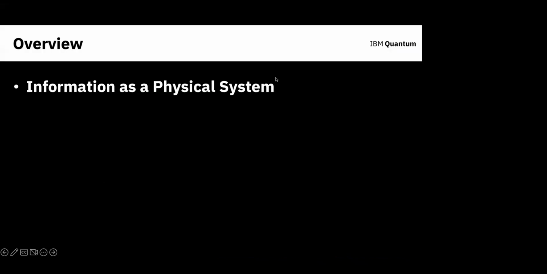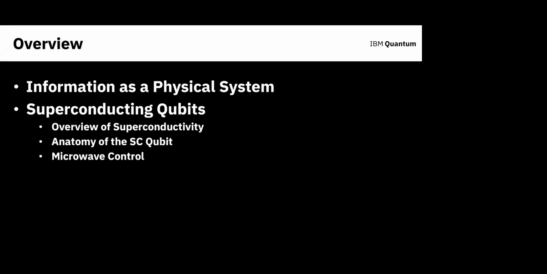Whenever I start talking about hardware, I like to go back to thinking about why we do quantum in the first place. What is the difference between the information in a physical system that obeys quantum physics versus classical physics? And then in particular, moving to that of superconducting qubits, which is how IBM Quantum builds their hardware.